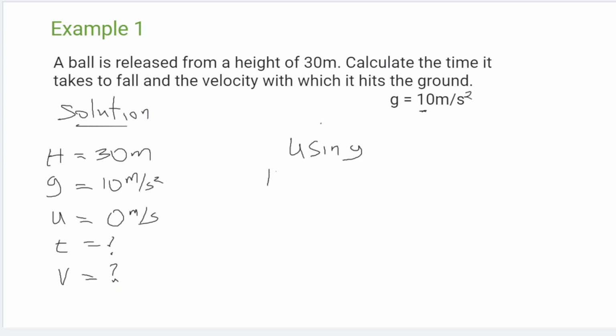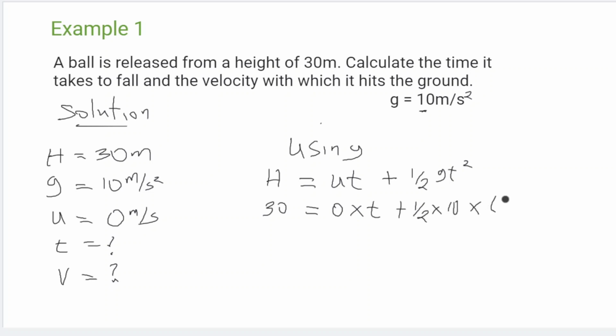So h equals ut plus half gt square. We are using plus because the body is released from a height. All right, I'm going to substitute my values. I have h as 30. I have u as 0 times t. And I have half times 10 and then times t square.